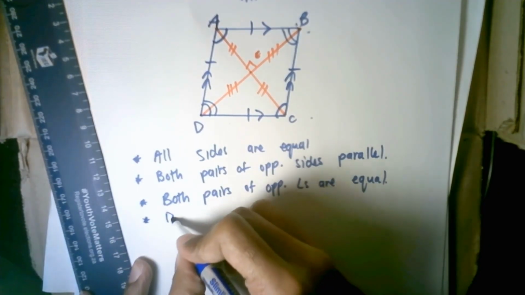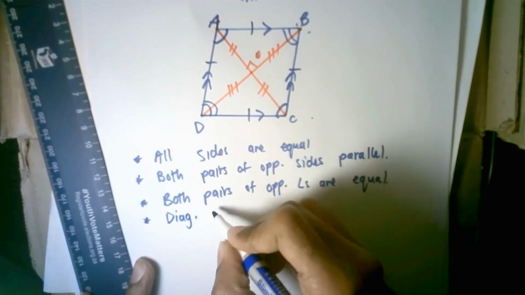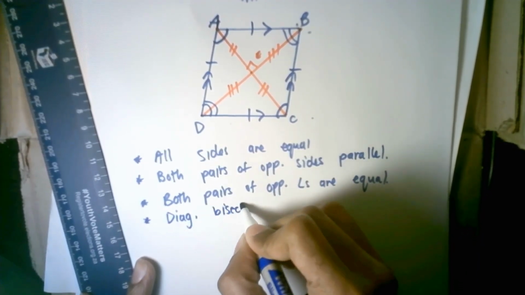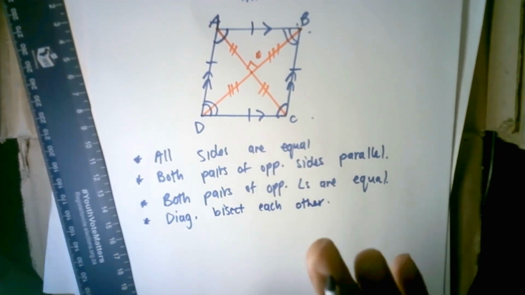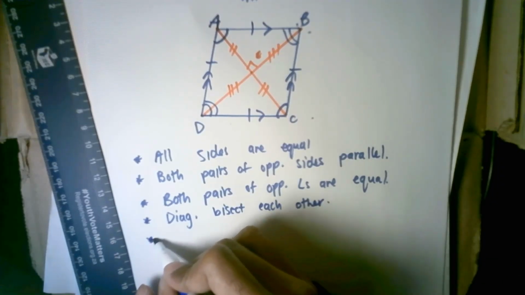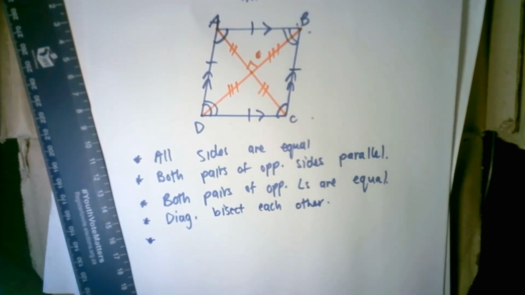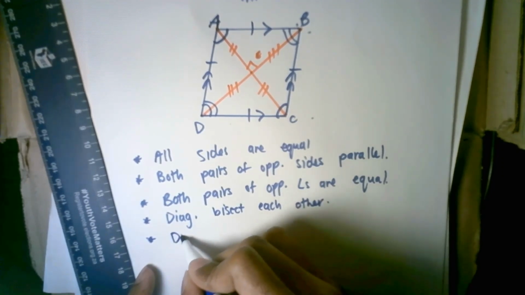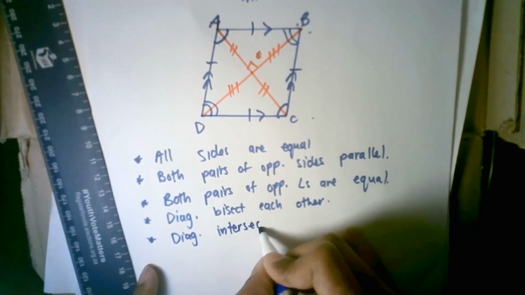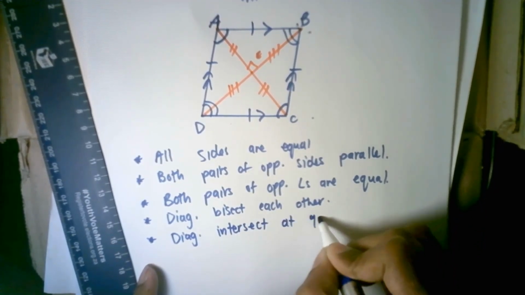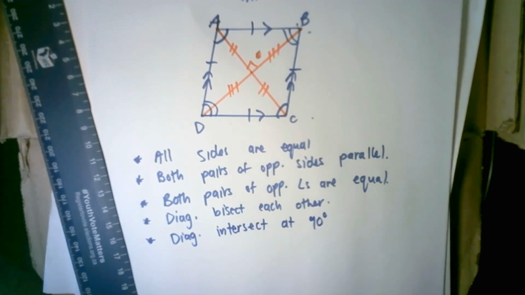So the diagonals bisect each other. Again, they are not equal in length, and the diagonals intersect at 90 degrees. Or you can say that the diagonals are perpendicular to each other.